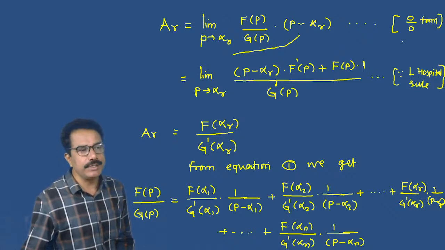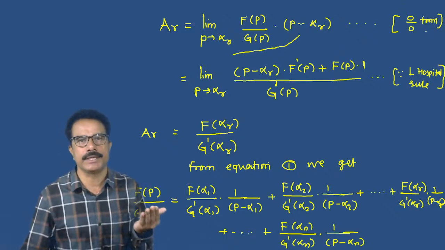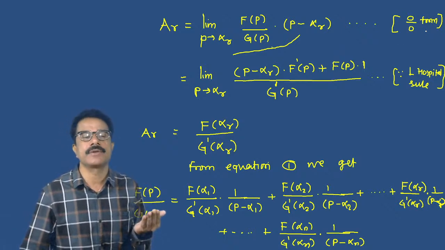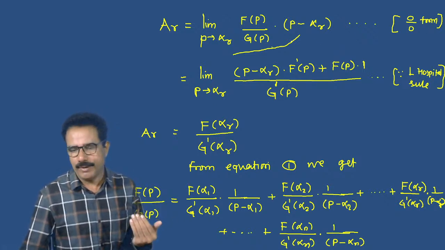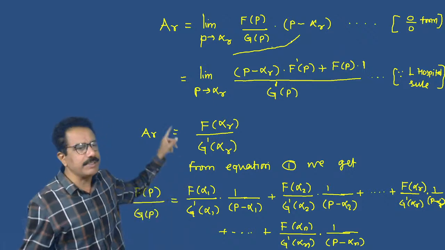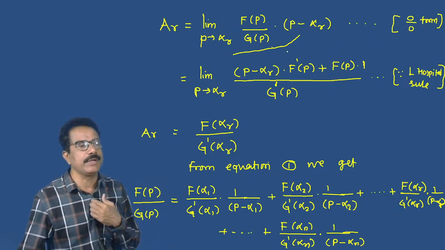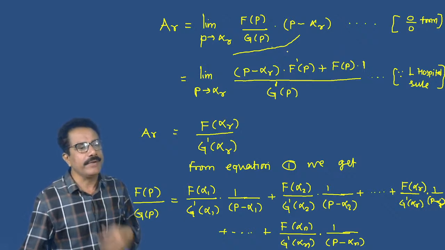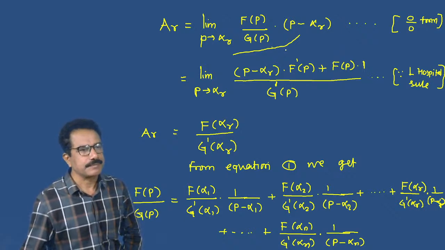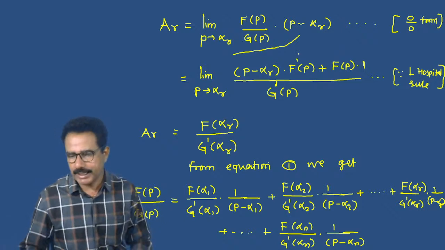For the 0 by 0 form, we know that there is a method to obtain the limit, and that method is called L'Hospital rule. So here in this case, to find the limit of this function, we have to use L'Hospital rule. L'Hospital rule means we have to take the derivative. How can we take the derivatives here? Derivative of the numerator separately and derivative of the denominator separately. In the numerator, there are two terms.